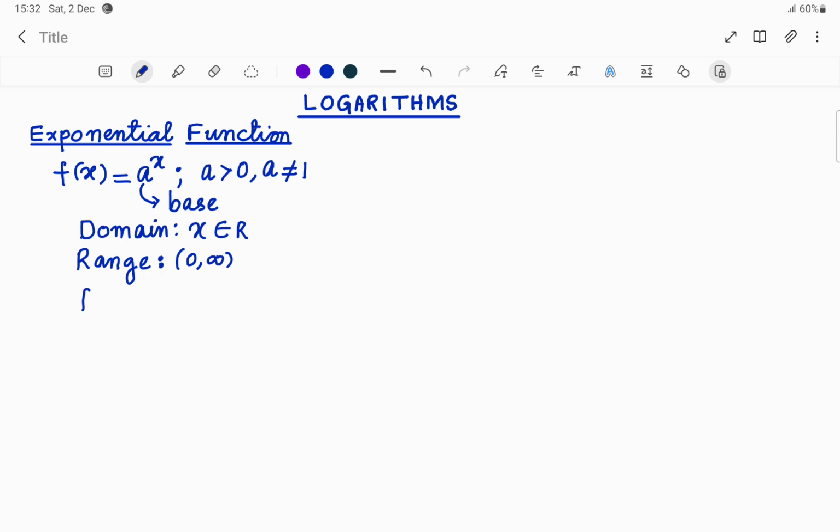Now what are the examples of exponential functions? Suppose f of x equals 2 power x, 1 by 2 power x, 3 power x, 2 by 3 whole power x. These can all be considered as exponential functions. Now, coming to the graph of exponential functions, how they look like.